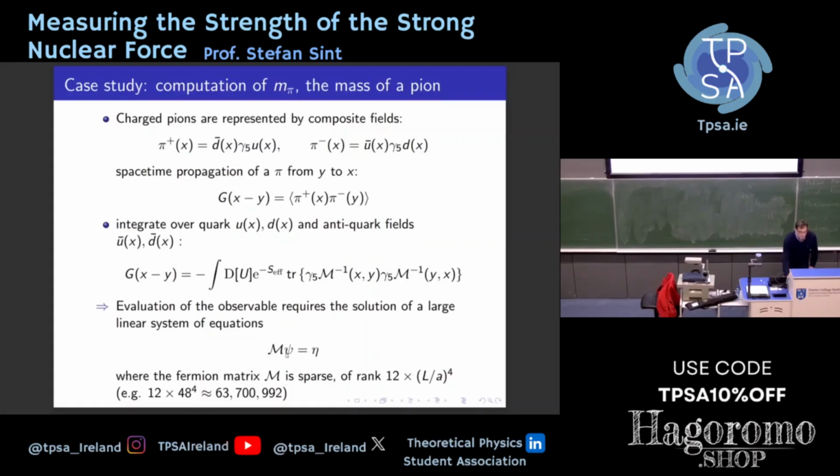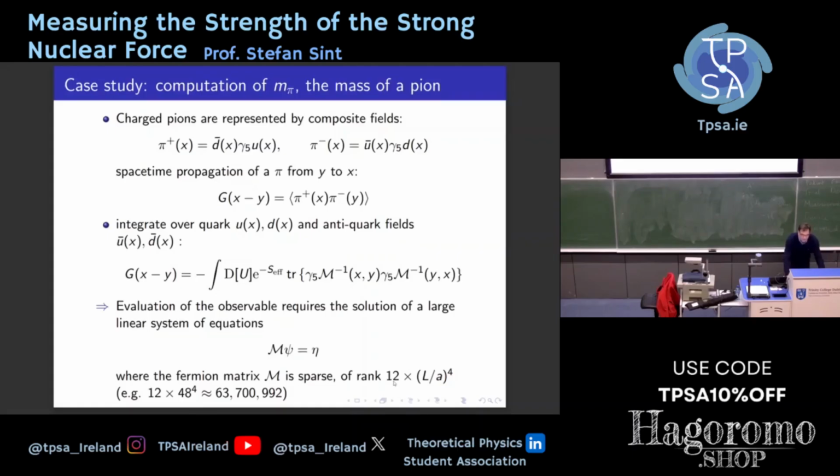Okay, so to invert this matrix, what you have to do is to solve linear systems of this type. And the fermion matrix M is a sparse matrix, which means it has lots of zeros. This is because the action is local. It's an integral over a local Lagrangian density, and therefore, if you look at M as a function of x and y, it will rapidly decay or even be zero after a short distance.